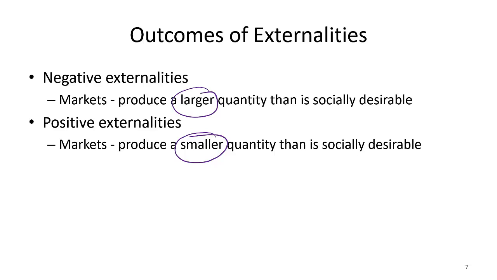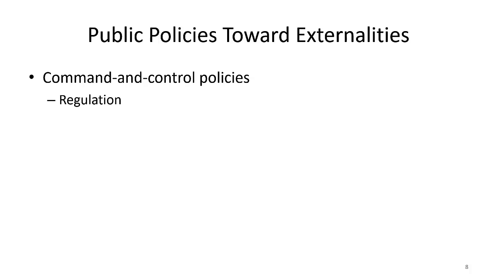So what are the public policies we can use to encourage? One is command and control policies like regulations. Generally it's used in case of negative externalities. For example, certain kinds of chemicals are banned completely in the US because they are so dangerous that they should not be used at all, no matter what the cost is.